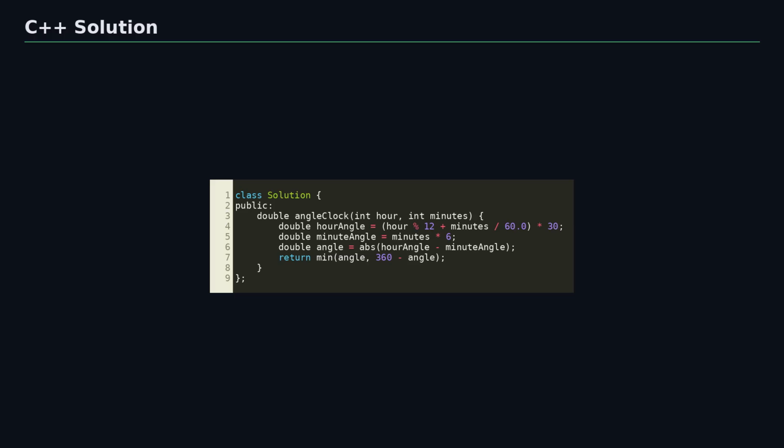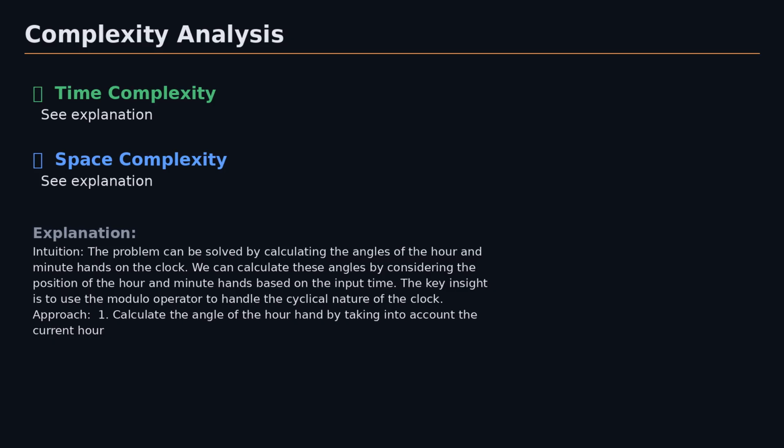The third line of code calculates the absolute difference between the two angles, which gives us the angle between the hour and minute hands. Finally, the fourth line of code returns the minimum of the calculated angle and its supplement, which is 360 minus the angle. This ensures that we get the smaller angle between the two hands.